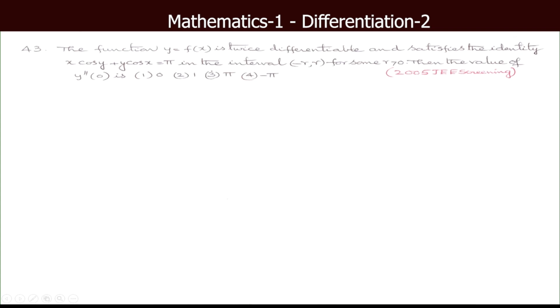Okay, next. The function y equal to f(x) is twice differentiable and satisfies the identity x cos y plus y cos x equal to pi in the interval (-r, r) for some positive r. That means this interval is a neighborhood of 0.